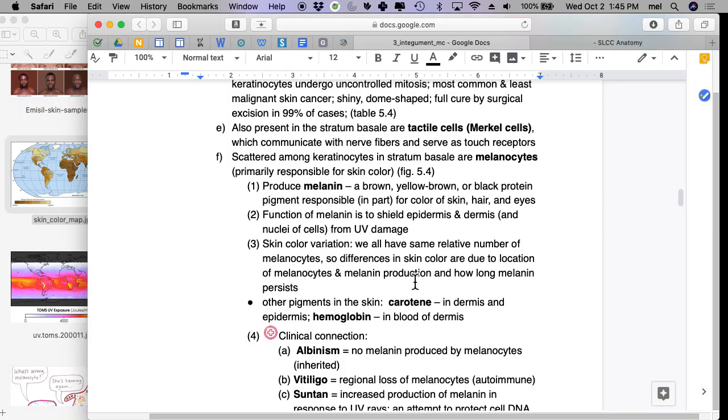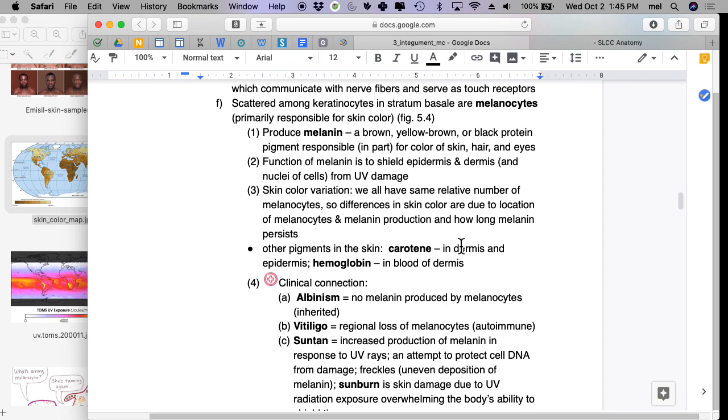All right, so skin color variation: all the same relative number of melanocytes. Differences are primarily due to melanocyte activity and how long melanin persists. But then there are those two other proteins. Those don't seem to have any particular selective advantage one way or the other, right? It doesn't seem to matter how much keratin you have. It's just like population, like you either got it or didn't, right? And it doesn't seem to matter whether the hemoglobin is closer or further away from your skin. No particular selective advantage to either one.